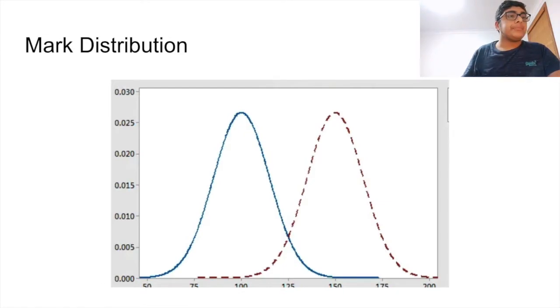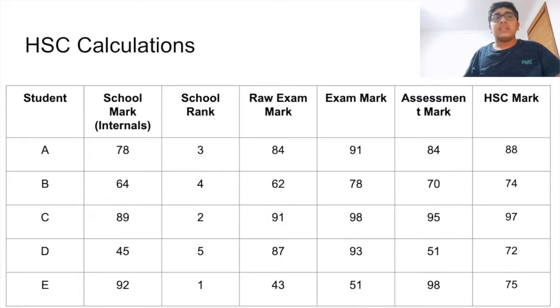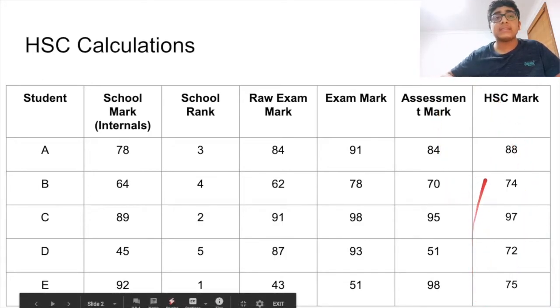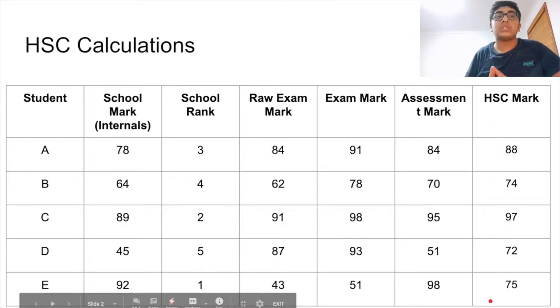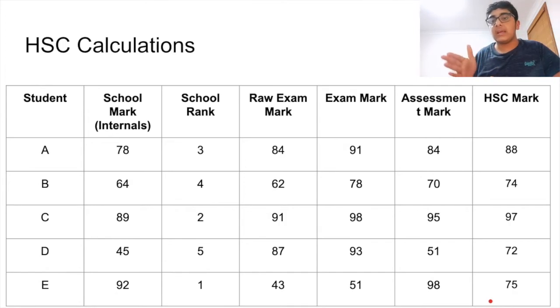Now, this is what NESA does. At the end of all of this, they'll send these 3 boxes to you: your exam mark, your assessment mark, and your HSC mark. Your HSC marks are then split into bands, so they put this person gets between 90 to 100, so he gets a band 6, band 5, band 4, band 4, band 4. This is what occurs during the HSC assessment of moderation and alignment marks.